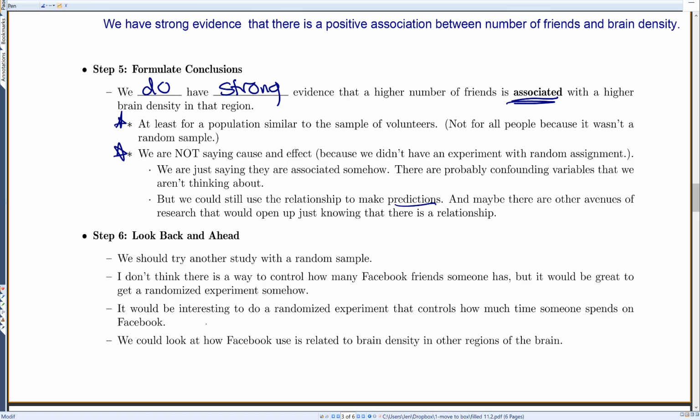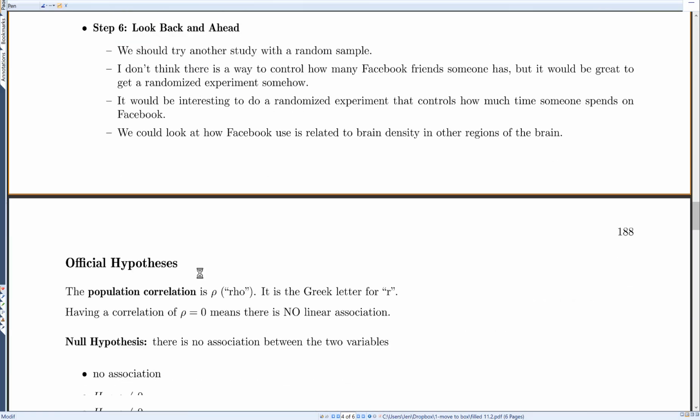Okay. It would be interesting to do a randomized experiment that controls how much time someone spends on Facebook. Like, that's a different question than just how many friends you have. Maybe that's really what's causing these changes, is how much time they spend on it, not how many friends they have. Or we could also look at how Facebook use is related to brain density in other regions of the brain instead of just this one region. Those would be possible things you could put in your paper if you were writing a paper about it.